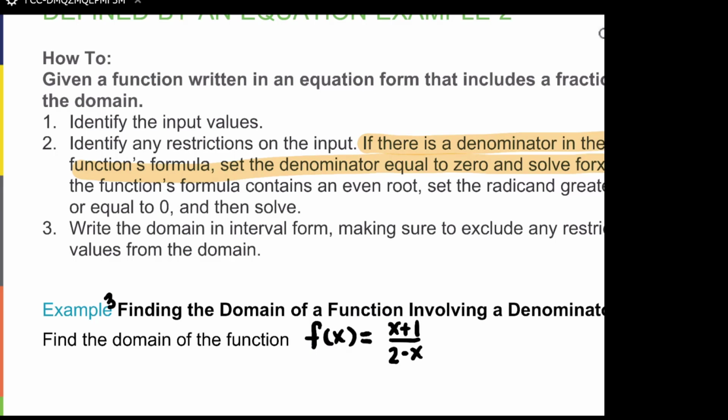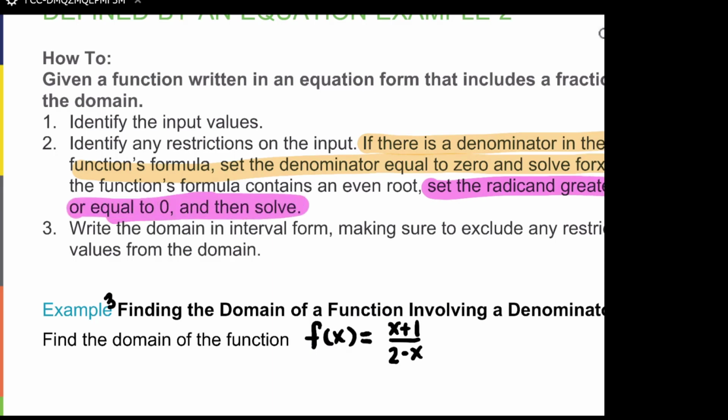If the formula contains an even root, set the radicand greater than or equal to 0 and then solve. So that's something separate. If you've got a denominator and you're trying to figure out the restrictions, you set the denominator equal to 0, and that will tell you what you can't put into the equation in the domain. And if you have an even root, like a square root or a fourth root, you set what's inside, the radicand, greater than or equal to 0, and then solve.